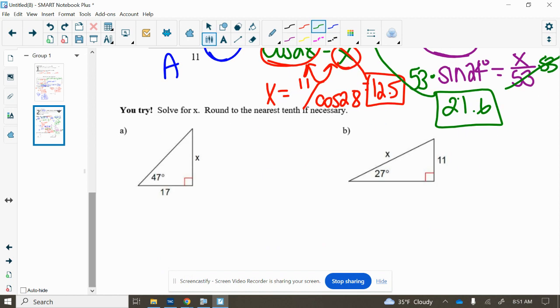All right, 2 final examples for you. Okay, using 47, you want to set up and solve an equation, and then using 27, set up and solve an equation.